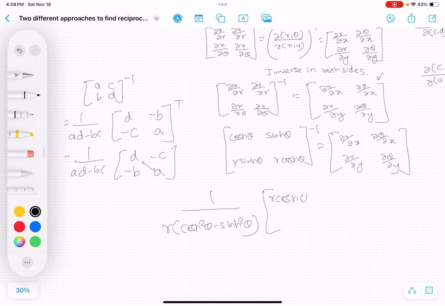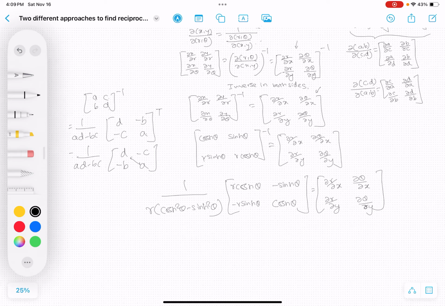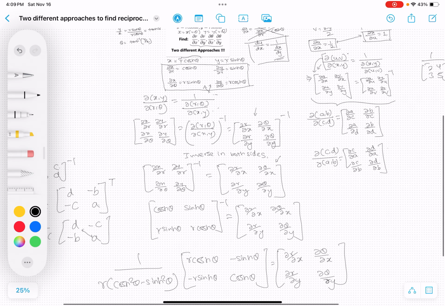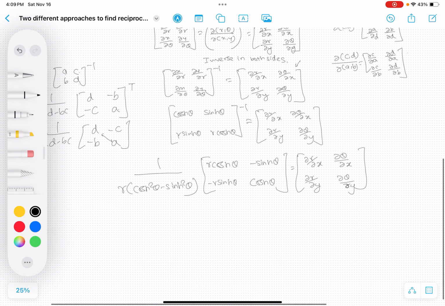So this is r cos theta. Finally I'm right. Finally the answer matches with my answer key. So r cos theta, minus sin theta, minus r sin theta. So we got this, right? And this is partial r by partial x, partial theta by partial x, partial r by partial y, partial theta by partial y. But this is not the same answer that we got earlier, right? Our answers were in terms of x and r.